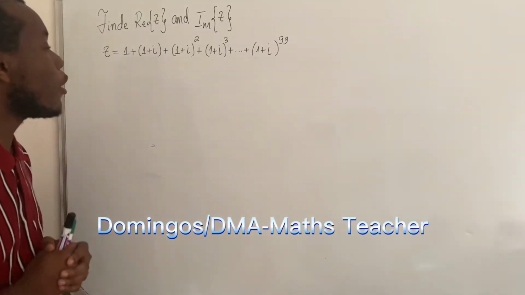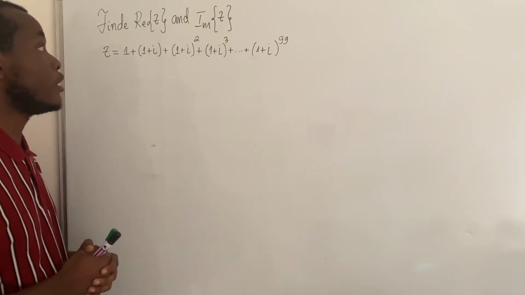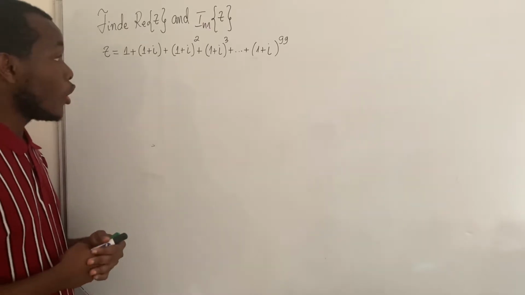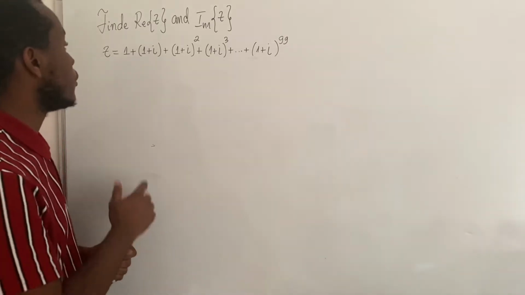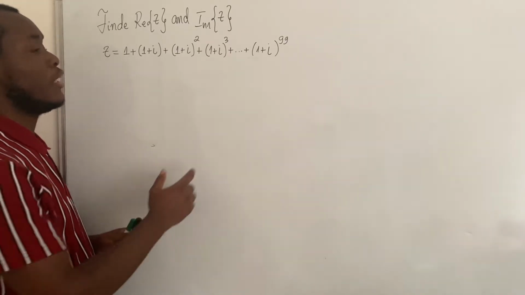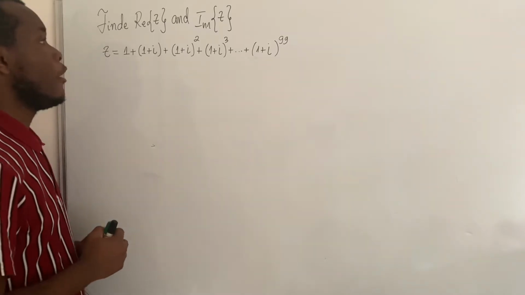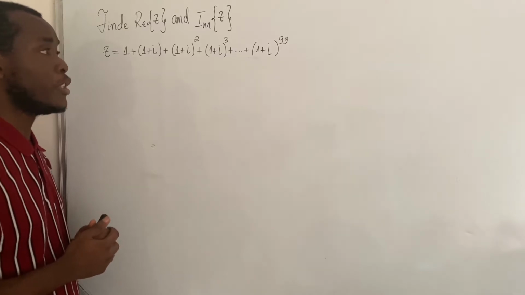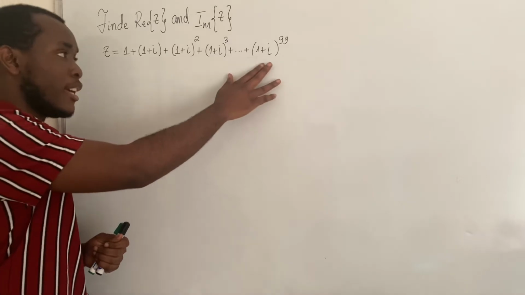So today we have this problem on complex exercises, which says find the real part of Z and the imaginary part of Z, considering that Z is a complex number. Z is defined by this expression, which is 1 plus e plus all until 1 plus e all to the power 99. First of all, we realize that Z is written in terms of a sequence of a lot of terms. We have first term, second term, third term, fourth term, and the last term.